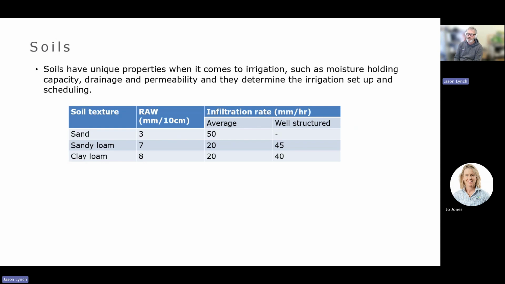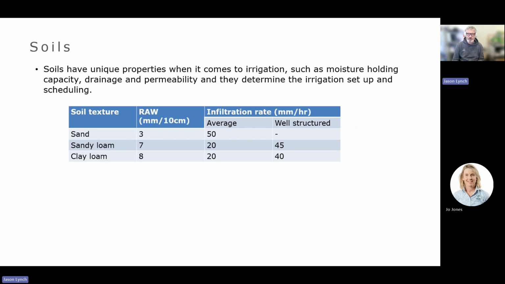With the sand, the readily available water is 3 millimetres per 10 centimetres. Sands don't hold a lot of water. It moves through the profile, generally rapidly draining in most cases. At the other extreme are these very fine textured clay loams. They can hold a lot more moisture, 8 millimetres per 10 centimetres of soil. So in terms of how frequently we need to irrigate, that has a major impact.